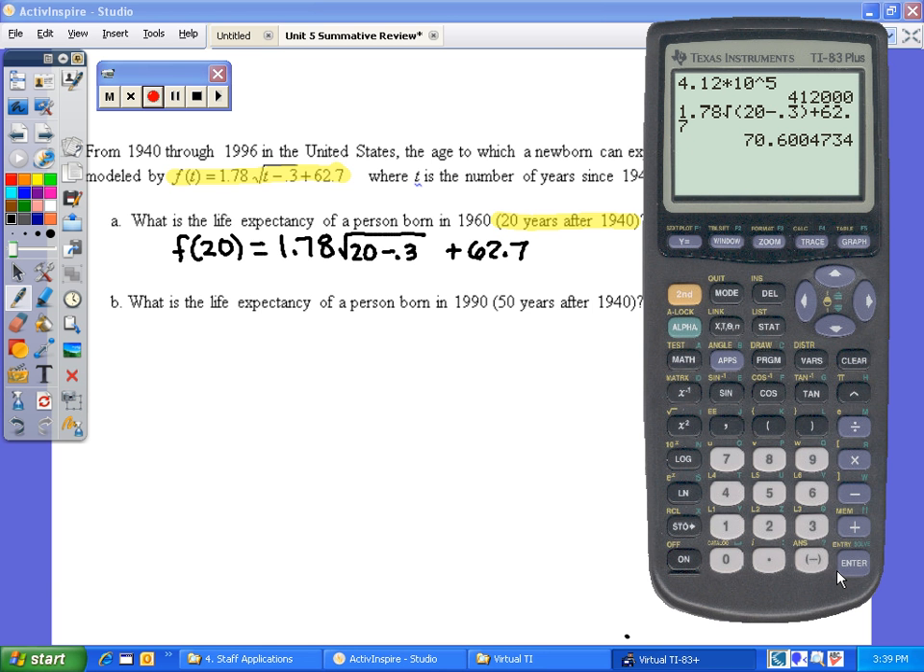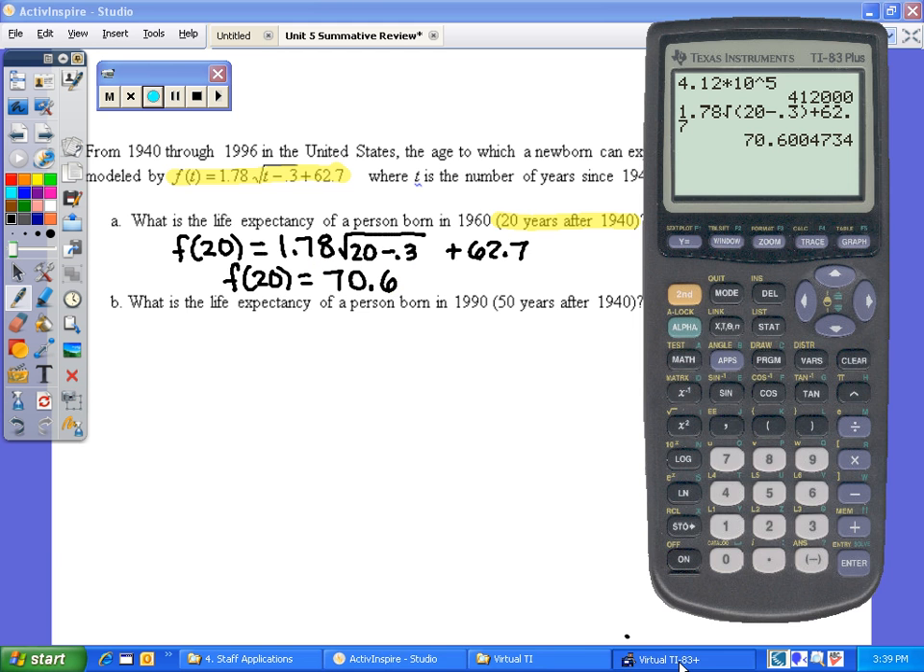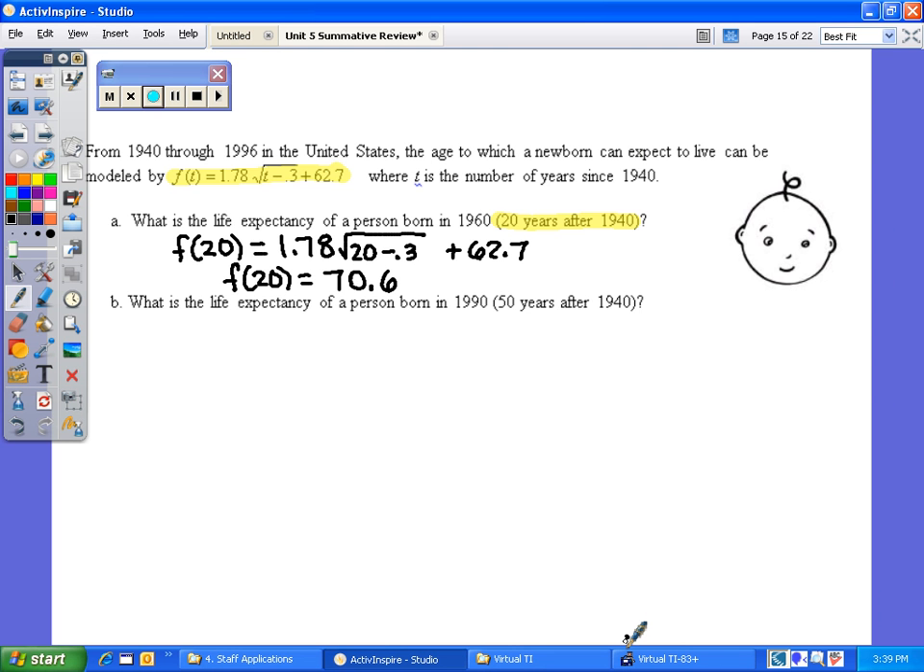But I don't want you to drop the decimals because, you know, it's important that you leave the decimals there. So 70.600. Oh, you don't need the full decimals because 00 is 00, so it would just be 70.6, and that is the years old. Which makes sense because back in the day, the life expectancy was a lot shorter than it is now. So, what is the life expectancy of a person born in 1950? That's 50 years after 1940. So, you plug in 50 for t.